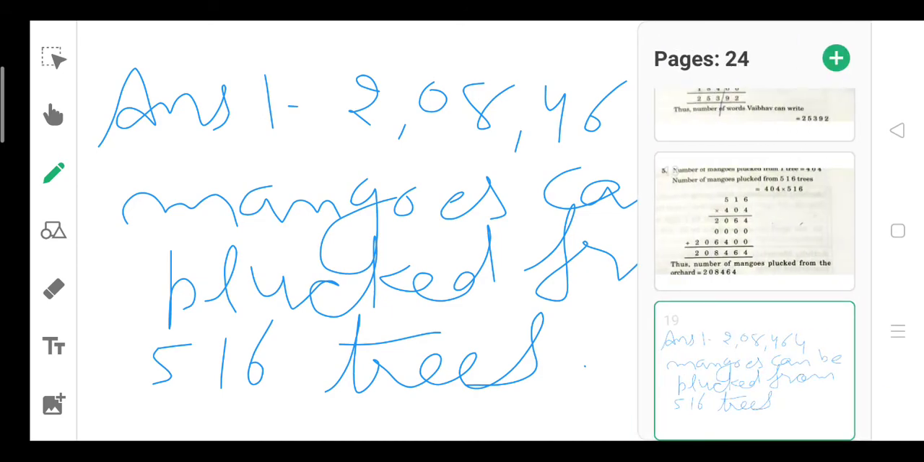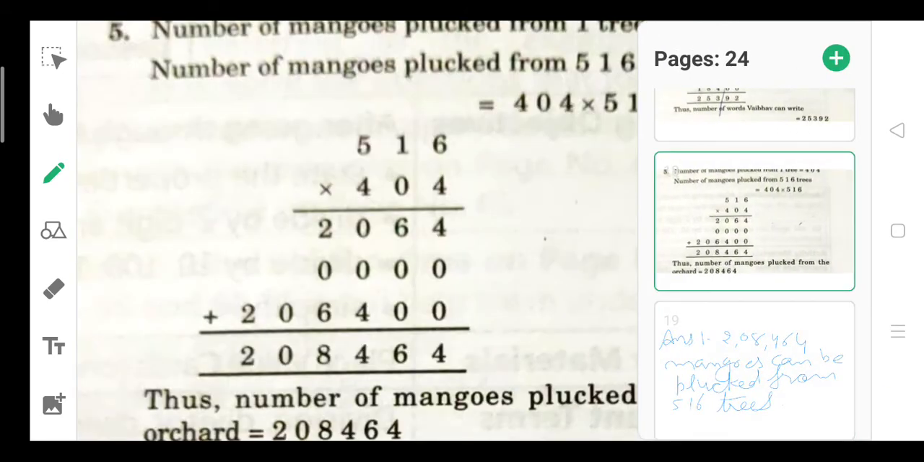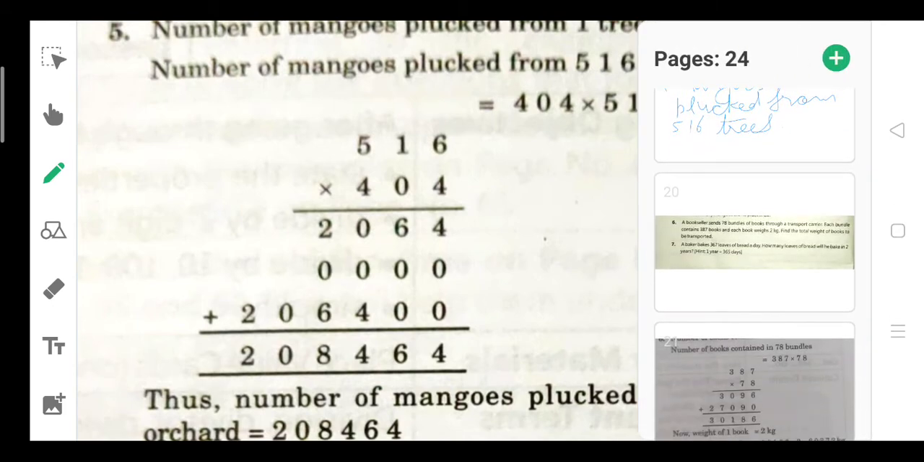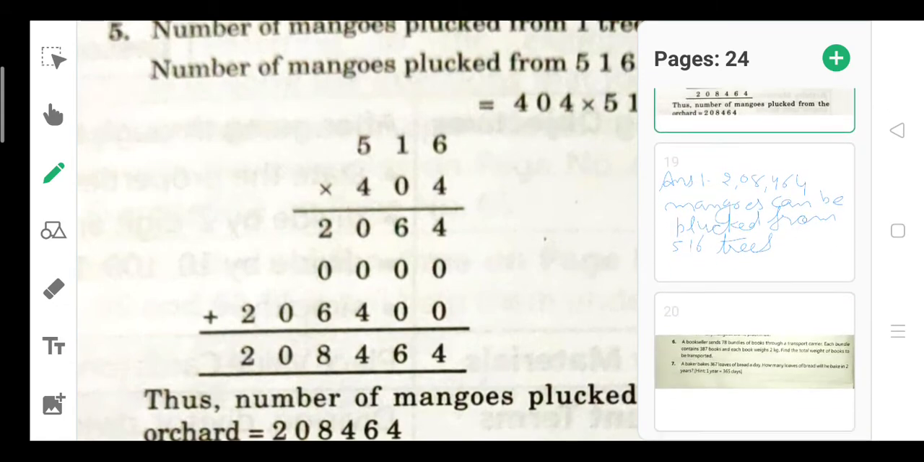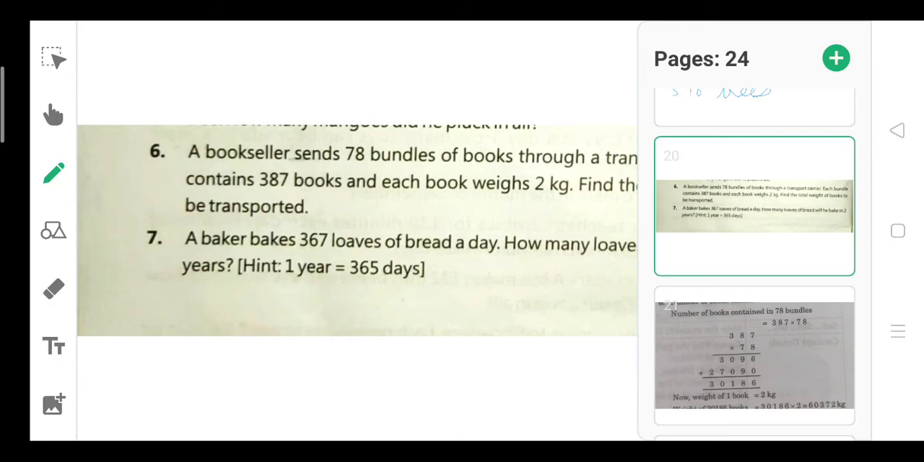And next is, see, here is the solution of 5, and then you can do question number 6 now.